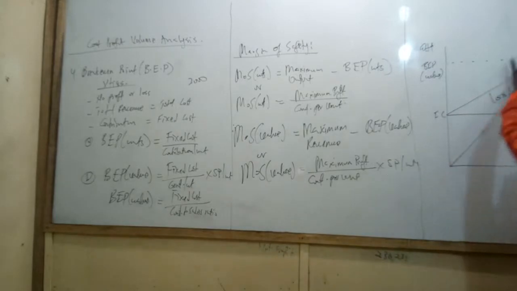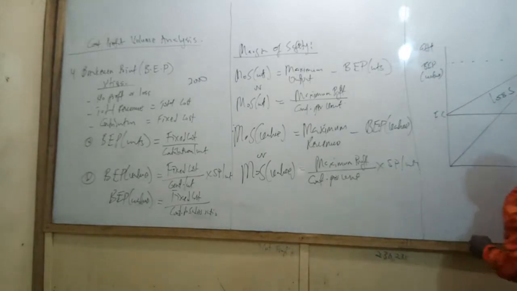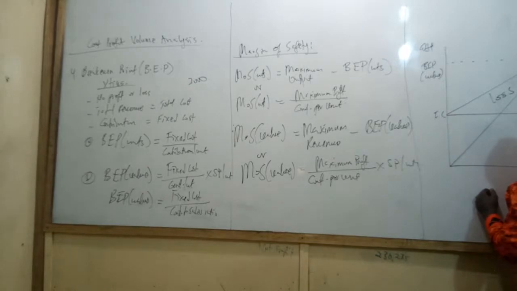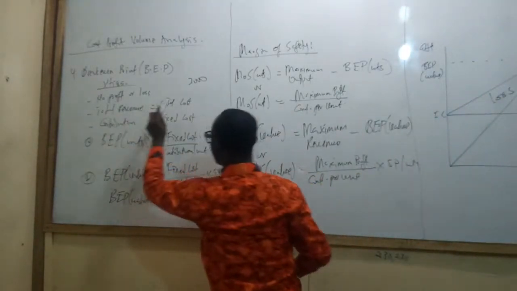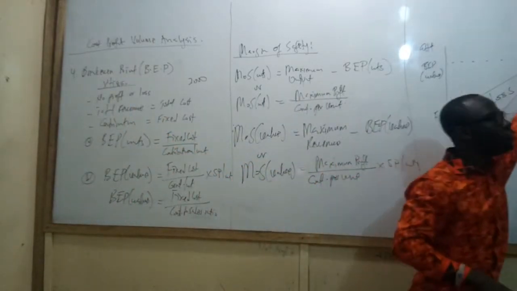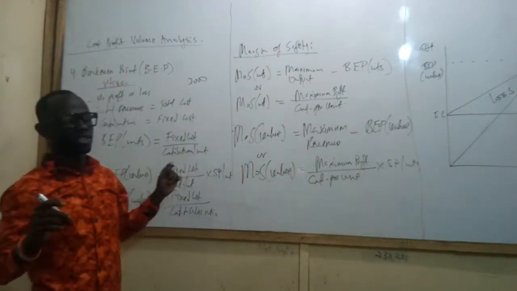As far as we are producing, till this point we are making losses. At this point, total cost, TC, is meeting total revenue, TR. When total cost is equal to total revenue, we say the company has broken even. And from there, profit is made by the company. Any question, please?